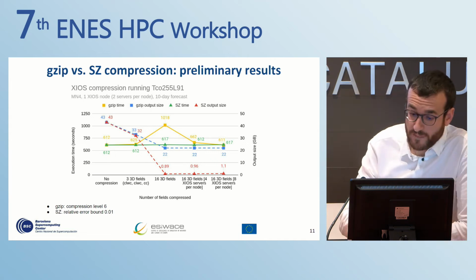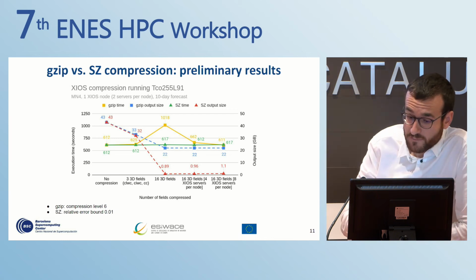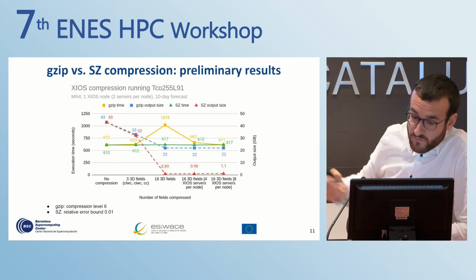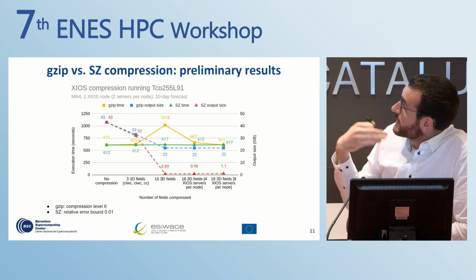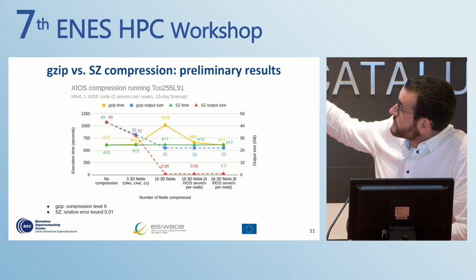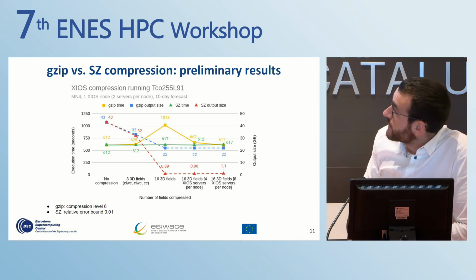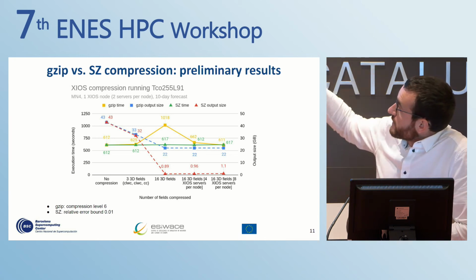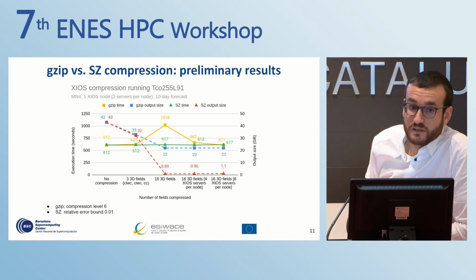So, again, for the gzip, if we want to reduce the execution time, we have to increase the number of computational resources, in this case, using more XIOS servers. So in this case, we are comparing 4 and 8 servers per node, respectively. So in this way, we can reduce the execution time of the version which is using gzip.